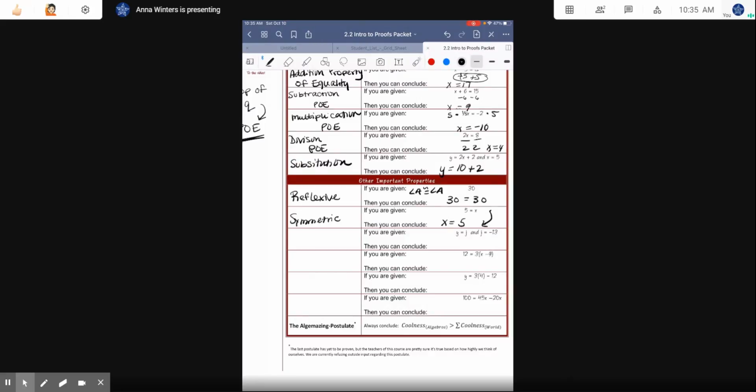All right, the next one, we have y equals j and j equals negative 13. So for this problem, you can see they both have j in common. So I can link it together and I can write y equals negative 13. That is our transitive property. Our next example is 12 equals 3 times the quantity of x minus 9. Our next step would be to distribute those numbers. So we have 12 equals 3x minus 27. That is our distributive property.